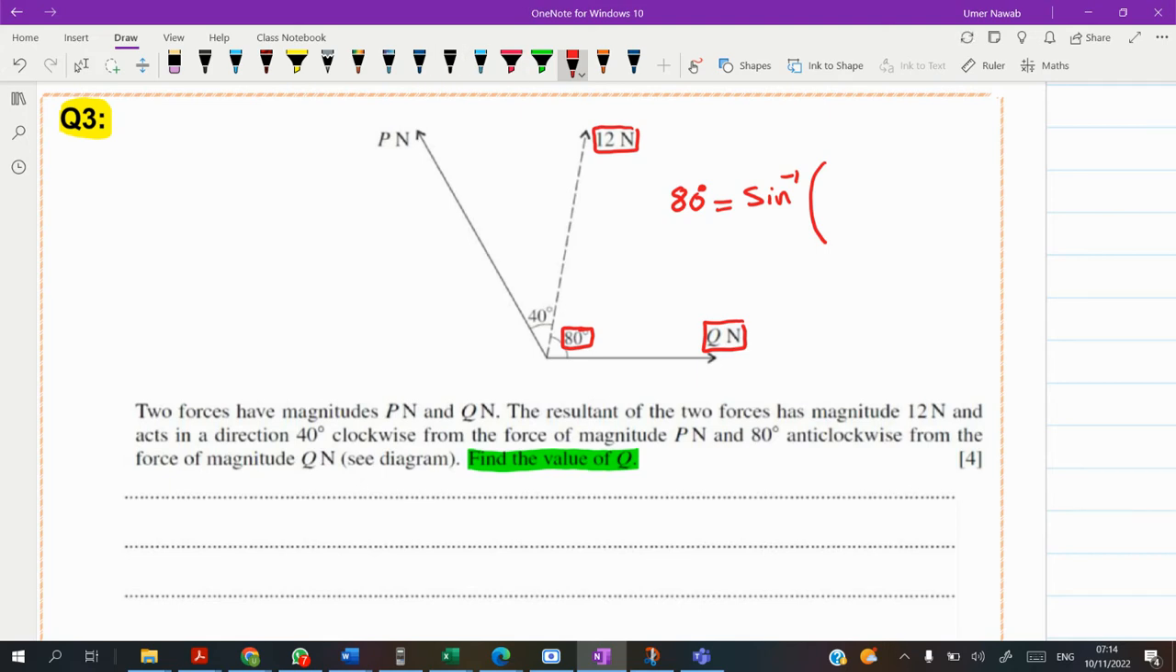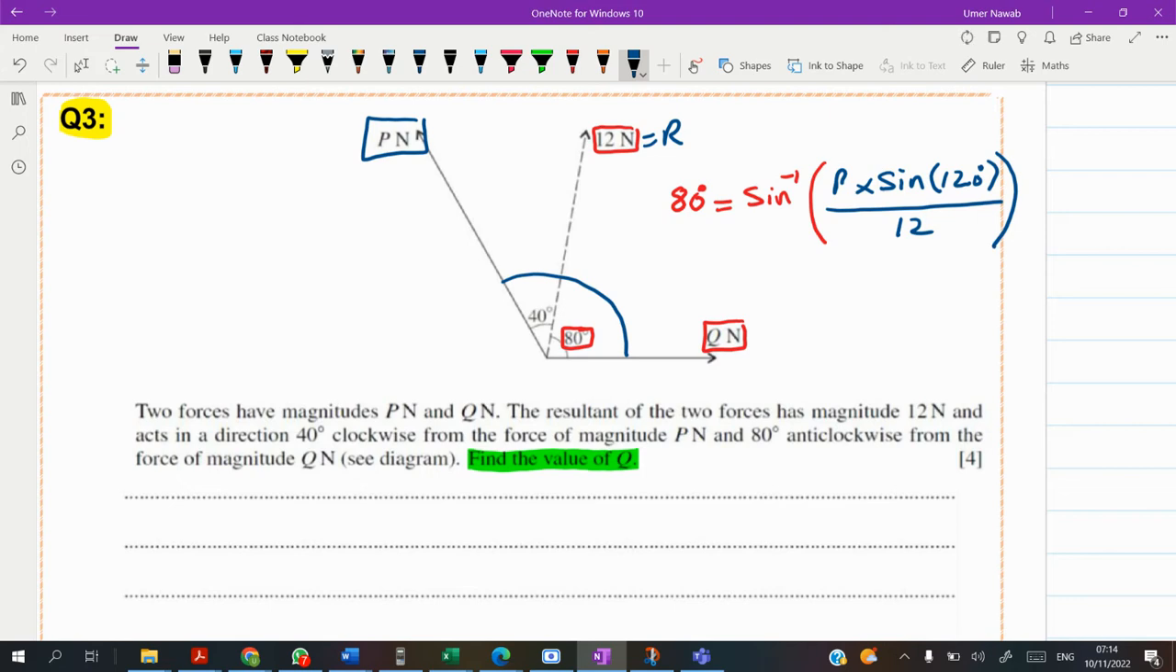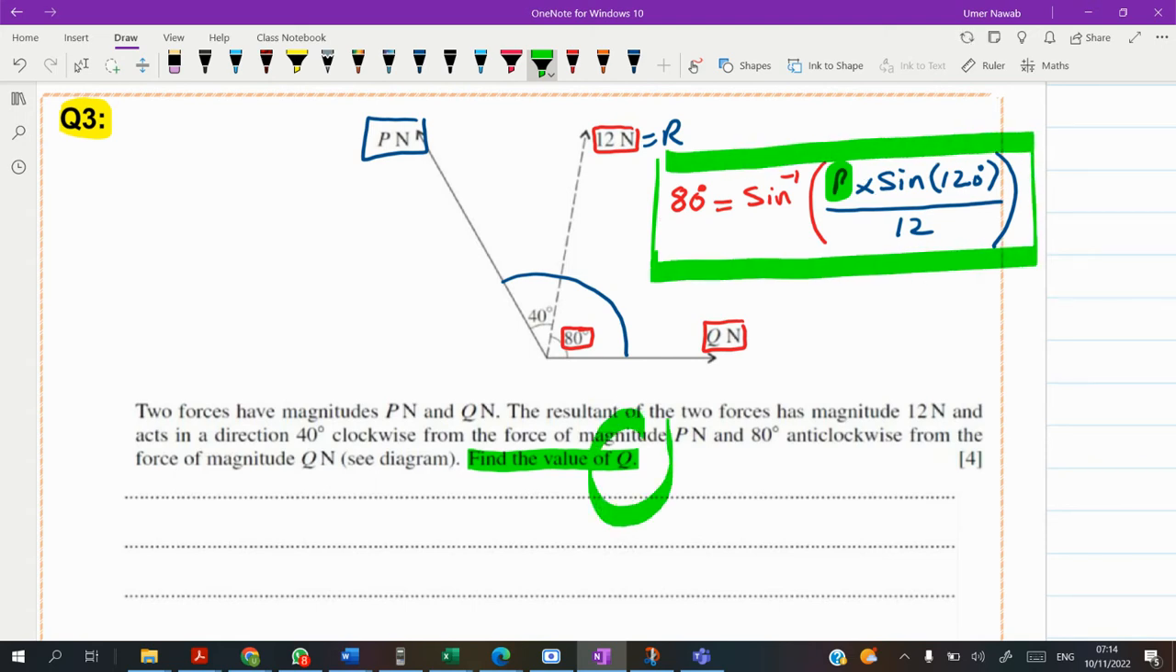What is the opposite force? This is the P newton force, times sine of the angle between the two forces, 120, divided by the magnitude of the resultant. It is already given to you, that is 12. Now you will ask me: the only unknown in this expression is P. Are we finding P? The answer is no, we are not finding P. We are finding Q. So let's use the other formula.